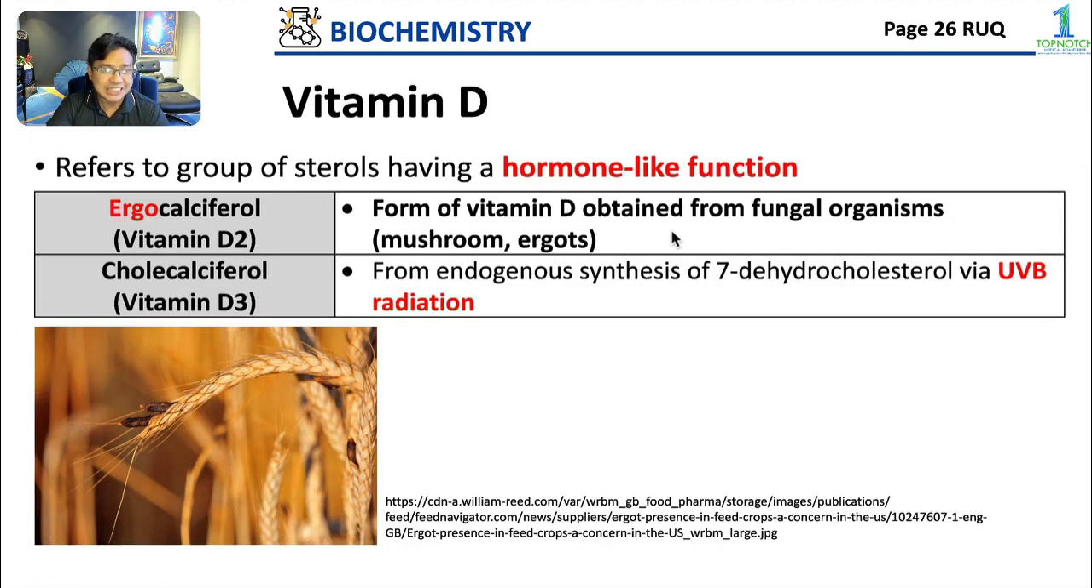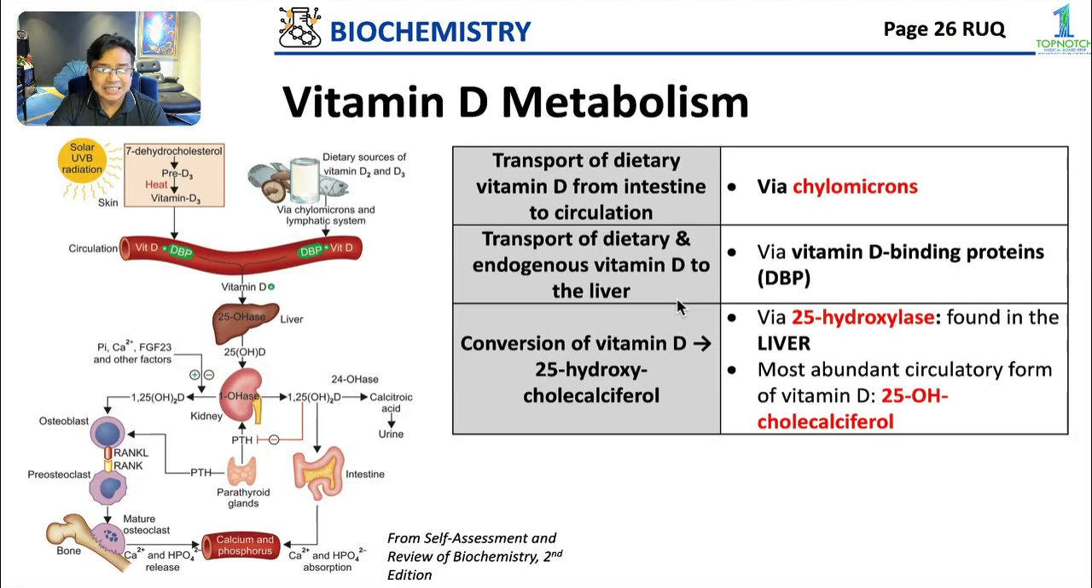Vitamin D refers to a group of sterols having a hormone-like function. Okay, they can be derived from two sources, ergocalciferol, vitamin D2, or cholecalciferol, vitamin D3. Ergocalciferol is the form of vitamin D obtained from fungal organisms, mushrooms, and ergots, while D3 is the one derived from 7-dehydrocholesterol via UVB radiation. Now, dietary vitamin D can be transferred from the intestine to the circulation via your chylomicrons and transported eventually to the liver via your vitamin D binding proteins.